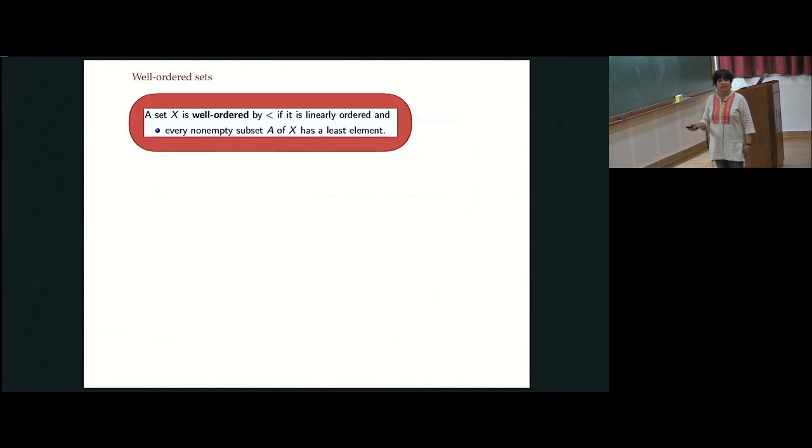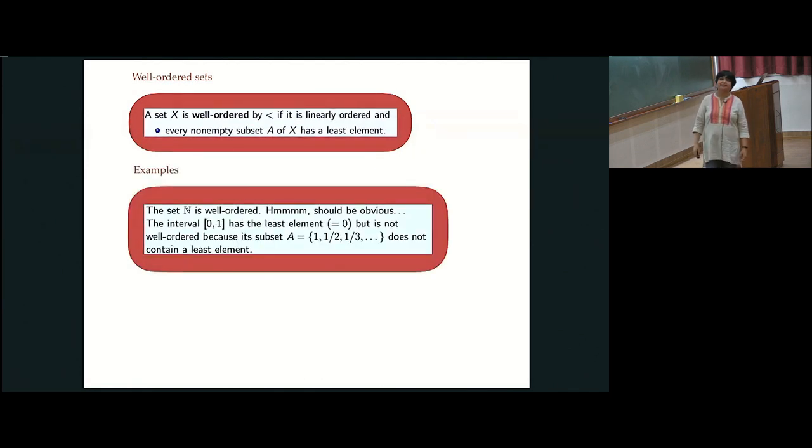Now, what are well-ordered sets? A set X is well-ordered if it is linearly ordered and every non-empty subset of it has a least element. Okay, so a set is well-ordered if it is linearly ordered and every non-empty subset of it has a least element. Examples? You can prove that N is well-ordered, if you haven't. Partially ordered is if it's reflexive, antisymmetric, and transitive. Okay, you need not have the law of trichotomy, that every two elements are related to each other. Okay?